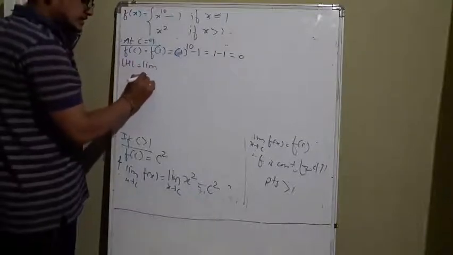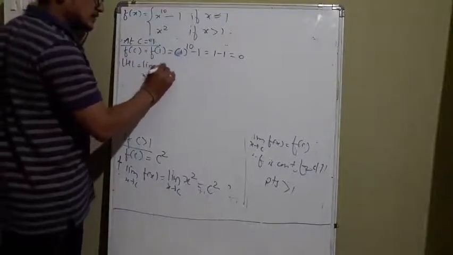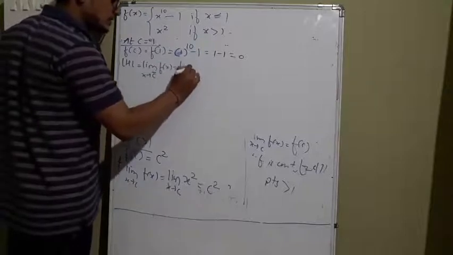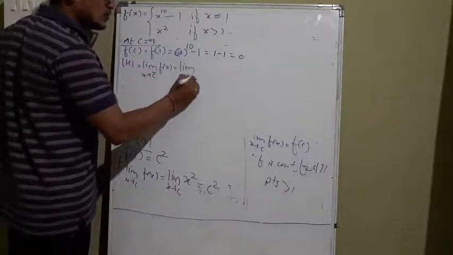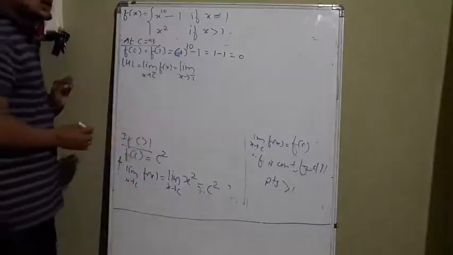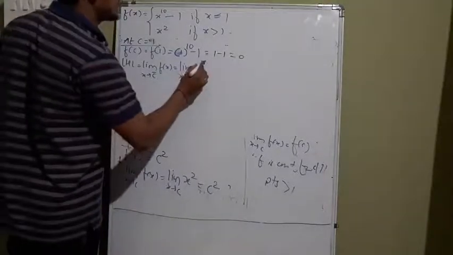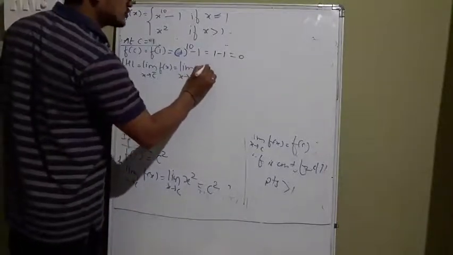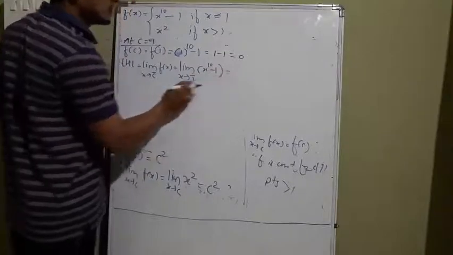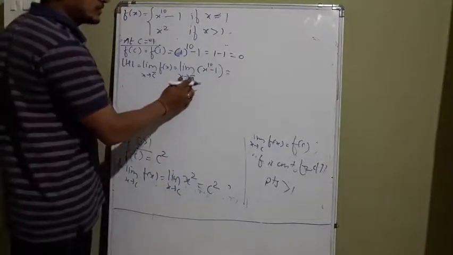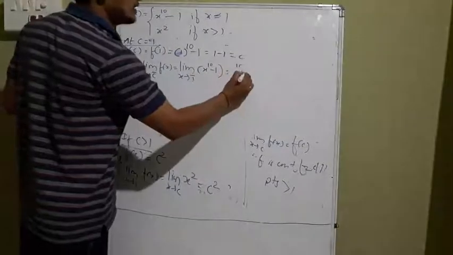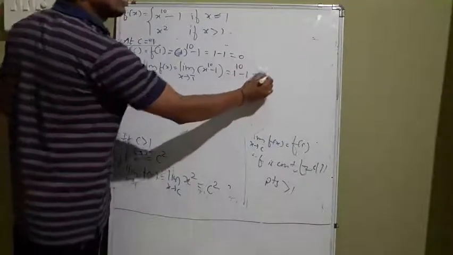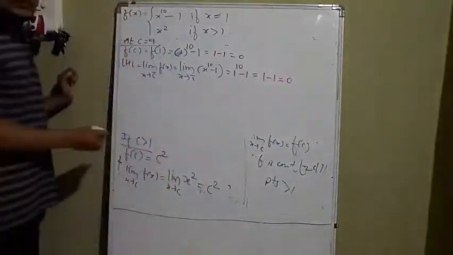Limit x tends to c minus f of x is equal to limit x tends to 1 minus. LHL means less than. For less than 1 it is x to the power 10 minus 1. Put the limit as 1: 1 to the power 10 minus 1. The answer is 1 minus 1, which is 0.